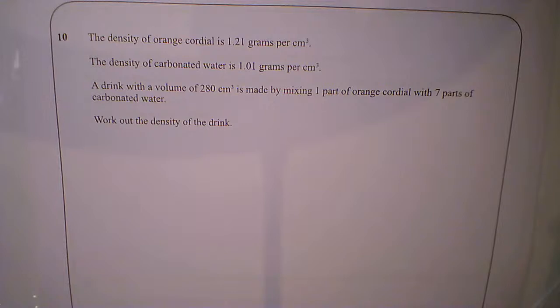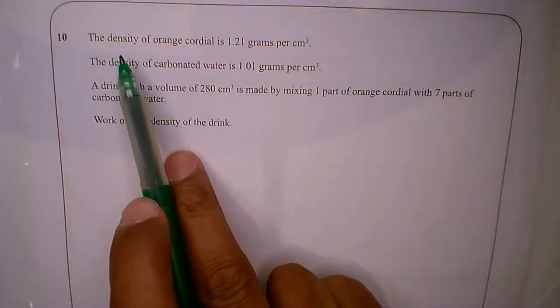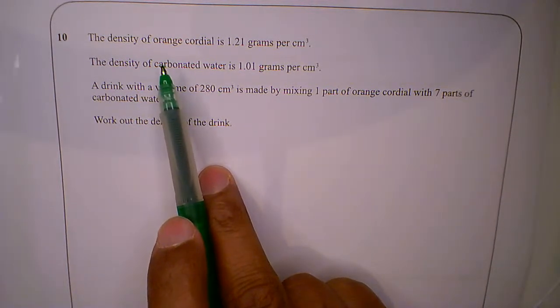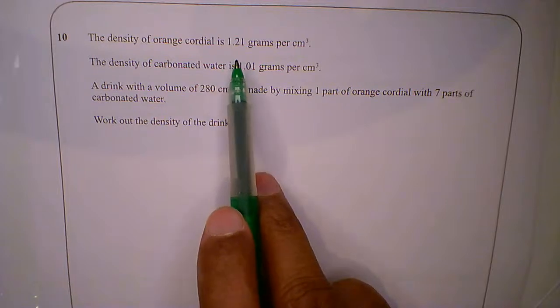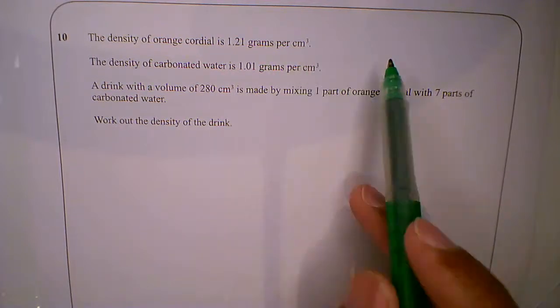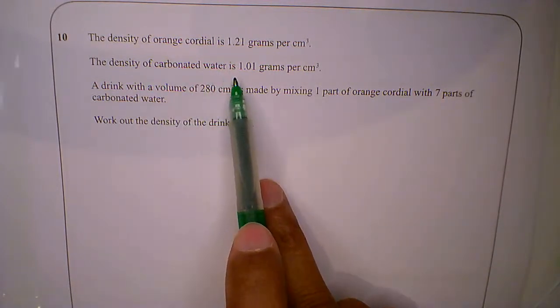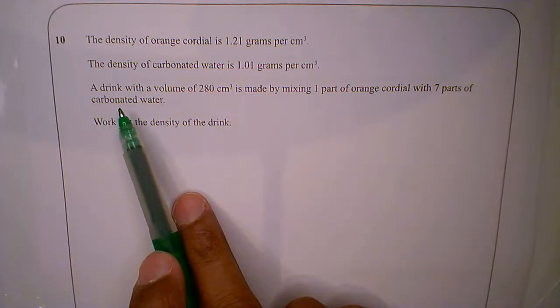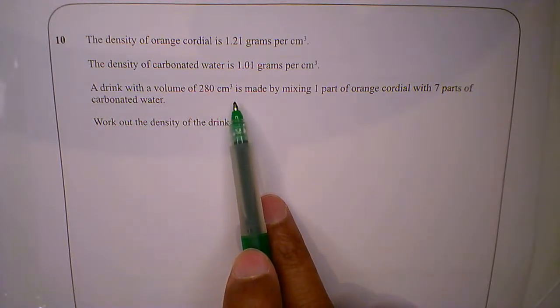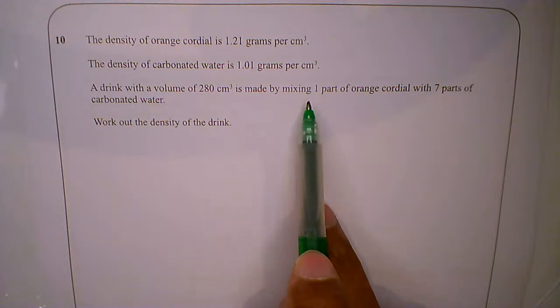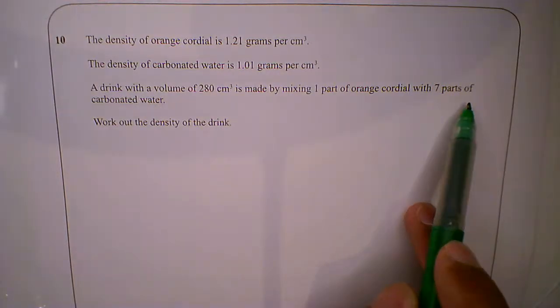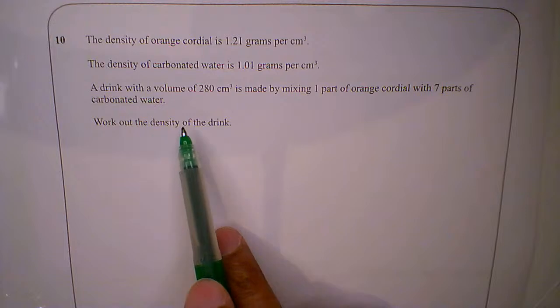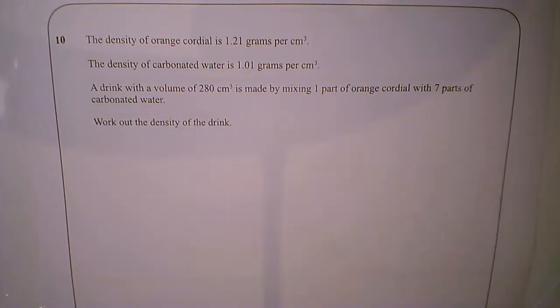Okay, let's look at question 10. The density of orange cordial is 1.21 grams per centimeter cubed. The density of carbonated water is 1.01 grams per centimeter cubed. A drink with a volume of 280 centimeter cubed is made by mixing 1 part of orange cordial with 7 parts of carbonated water. Work out the density of the drink.